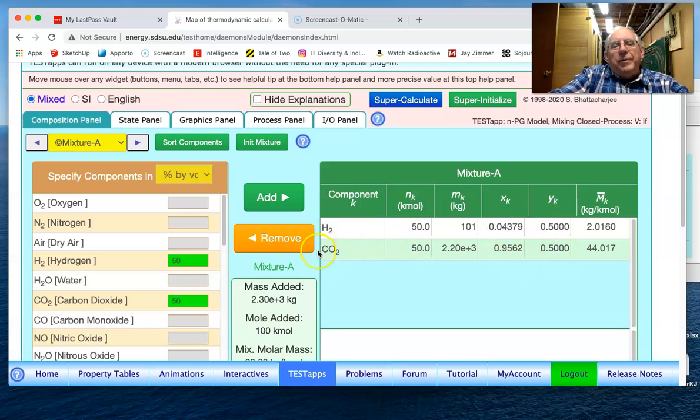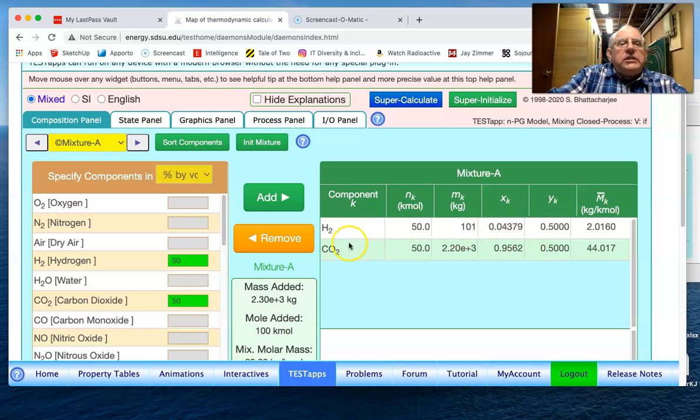Okay, because carbon dioxide has such a high molecular weight, we see that this mixture is 95% by mass CO2 and only 4% by mass hydrogen. So this process right here would allow you to solve the problem that we saw in the lecture notes with respect to the problem in the textbook, going between mole and mass fraction.